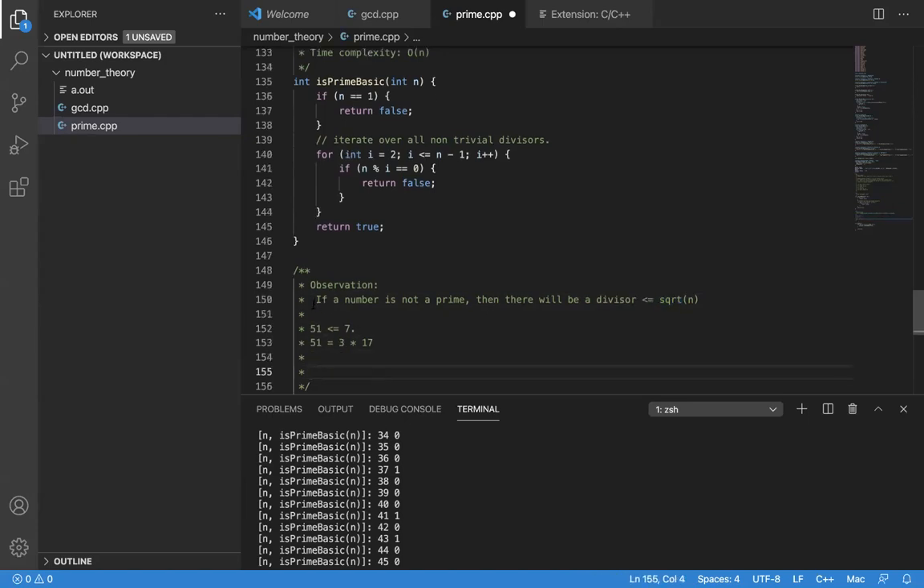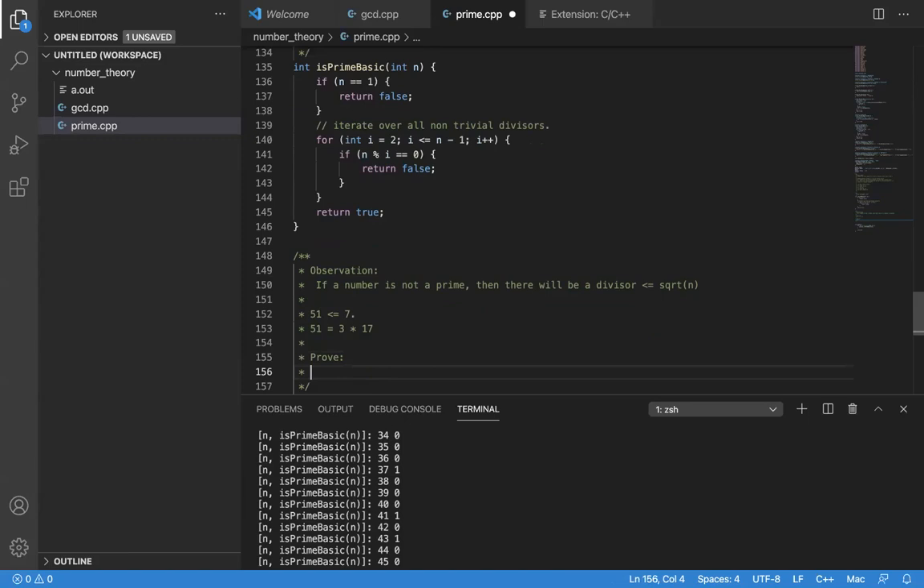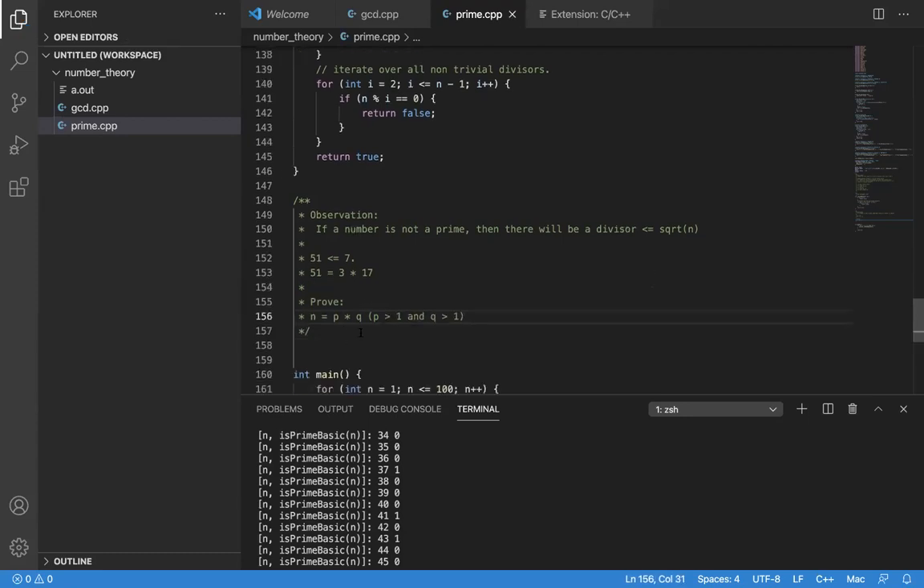So how can you prove that there will always be a divisor which is smaller than square root of n? Suppose n is equal to p times q. You can see that p is greater than 1 and q is also greater than 1, otherwise p and q will become trivial divisors. Is this clear? What I'm trying to say is that if a number is not a prime, then there will always exist a divisor whose value is no more than square root of n.